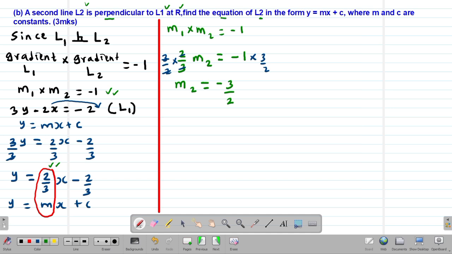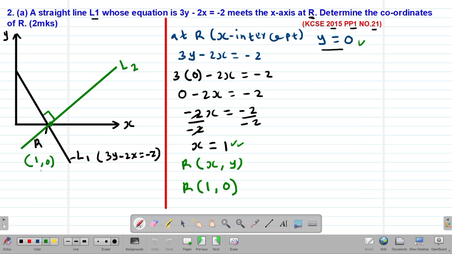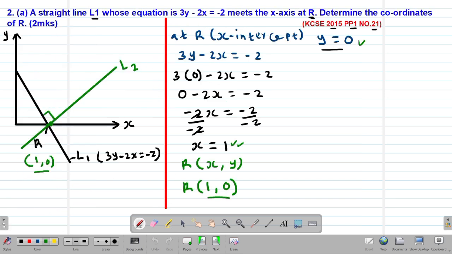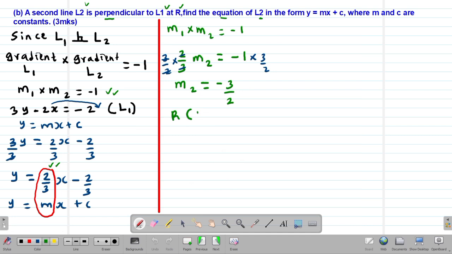Remember, the aim is to find the equation. To get the equation, you need the gradient and at least one point. I was told that L2 is perpendicular to L1 at point R, and we already have the coordinates for point R, which is (1, 0). So L1 and L2 clearly share this particular point R. So I'll use the gradient of the line L2, and L2 is also passing through (1, 0).